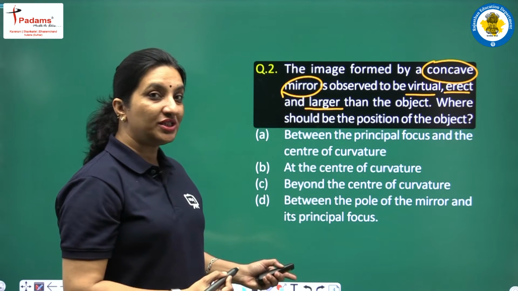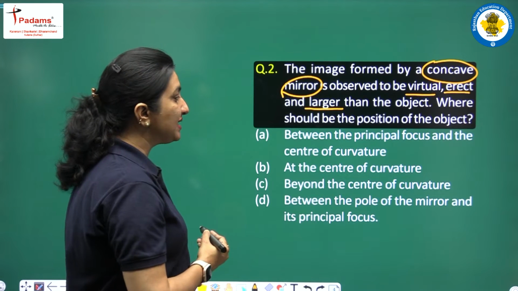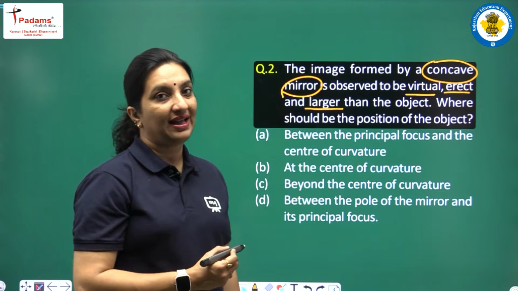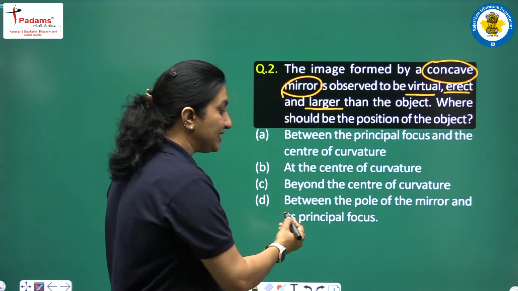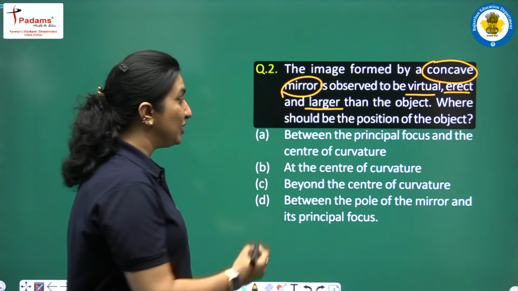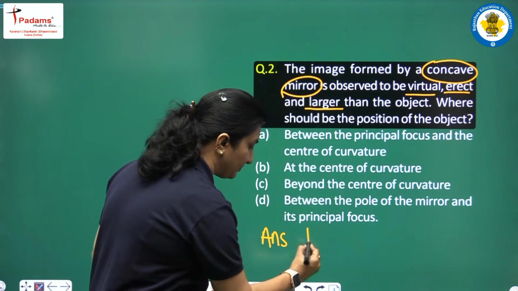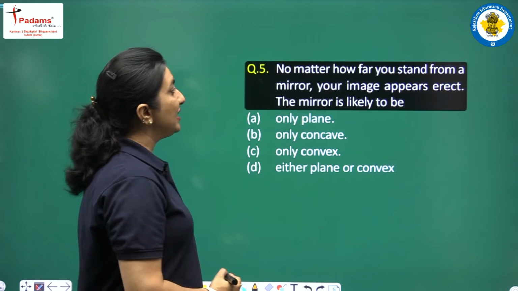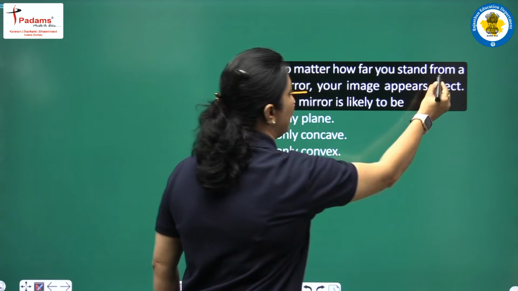So here we will see the options where the correct option is given. The first option is between the principal focus and the center of curvature, incorrect. At the center of the curvature, incorrect. Beyond the center of curvature, incorrect. And the last option is between the pole of the mirror and its principal focus, which is the correct option. So here for question number 2, the answer will be the option D.